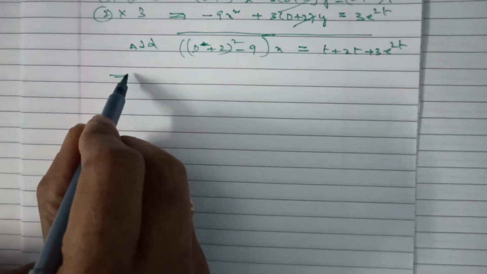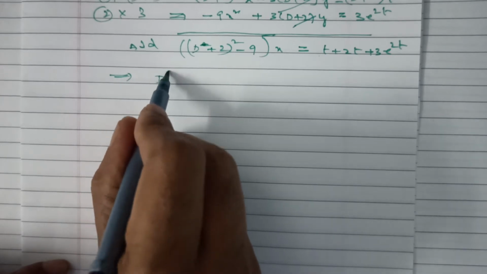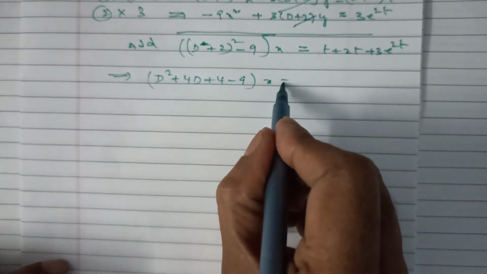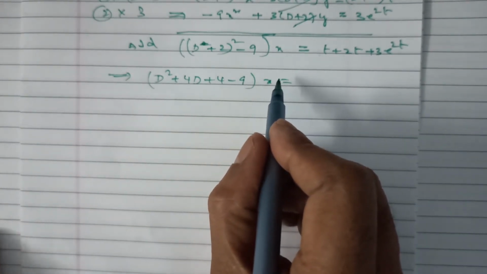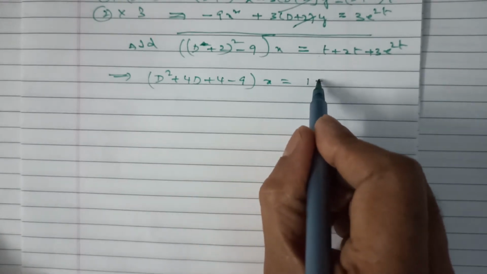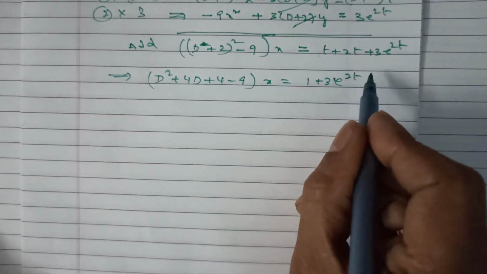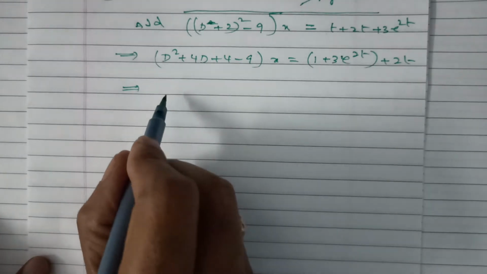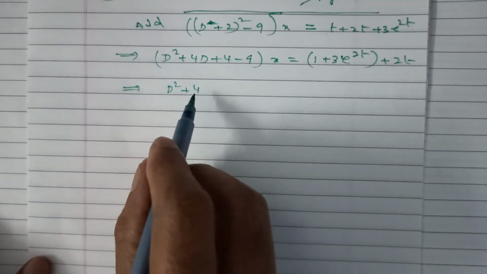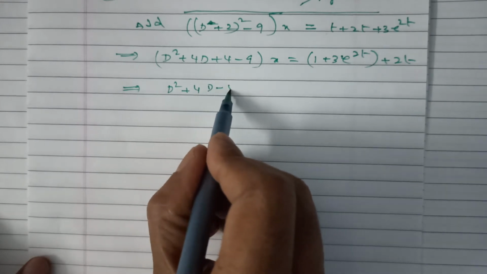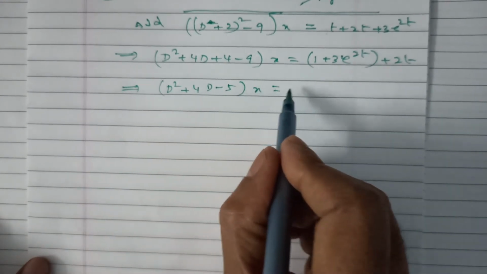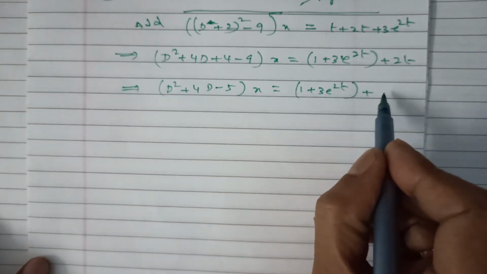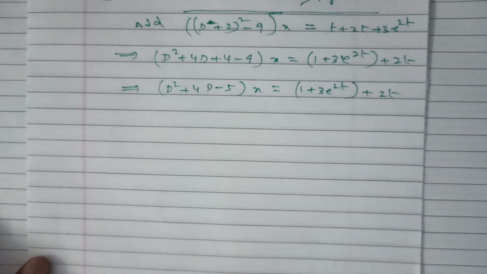This implies (D square plus 4D plus 4 minus 9) of x is equal to 1 plus 2t plus 3 e power 2t, which implies (D square plus 4D minus 5) of x is equal to 1 plus 3 e power 2t plus 2t. So this is the differential equation.